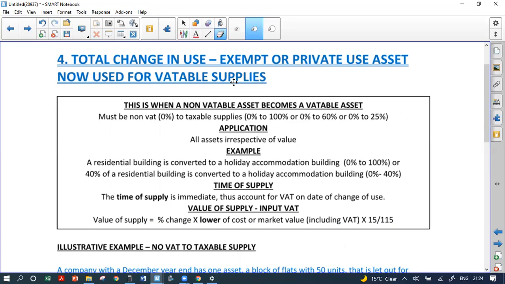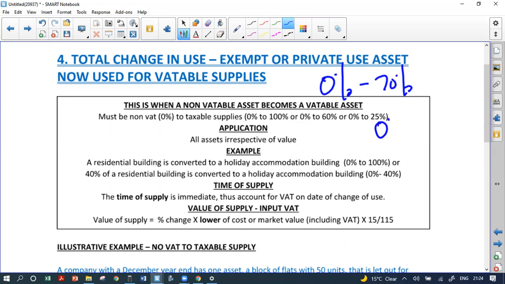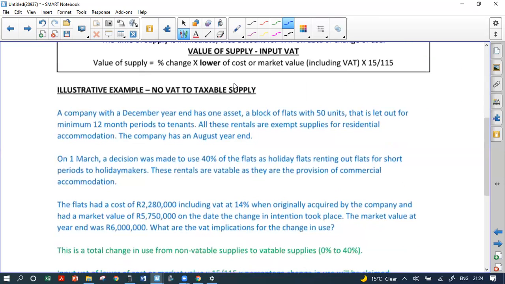So this one is going from, say, 0%, and then it goes to VAT. It doesn't need to go to 100%. It could go to 70%, or it could go from 0% to 100%. So this is where you go from 0 to a VATable item. So let's look at the example here.